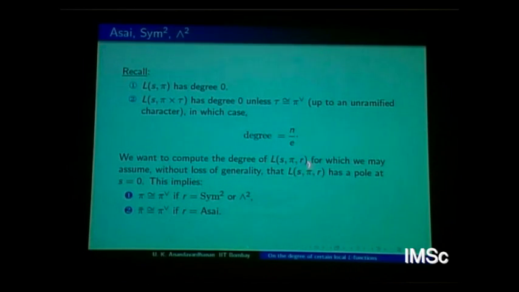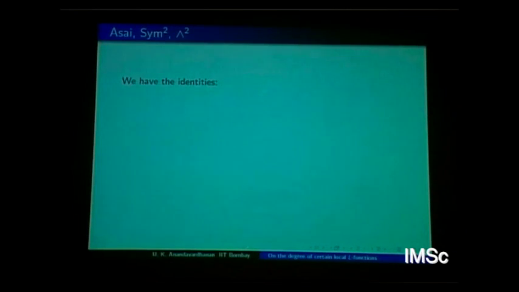So the only places where there is any question to ask is where there is some extra information about your representation automatically. And now that we have these situations, either you are in the self-dual situation or you are in the conjugate self-dual situation, we have the following identities. The Rankin-Selberg L-function for pi and the same pi is the product of the sym square L-function and the exterior square L-function, and we are in this situation. So we already have achieved something.